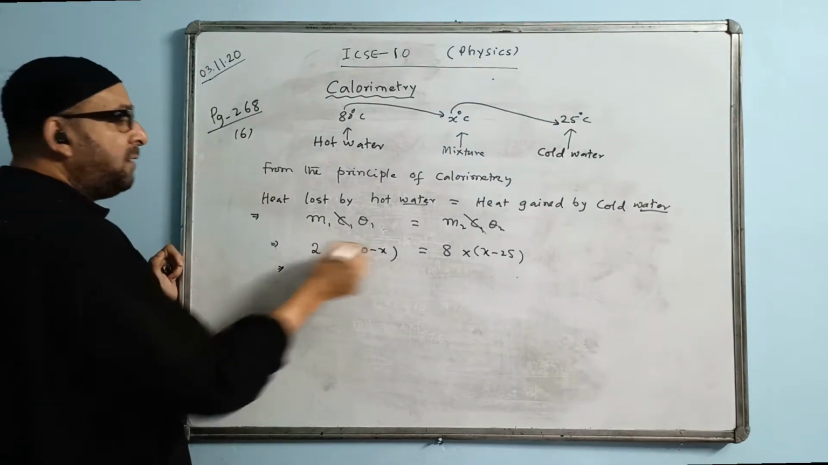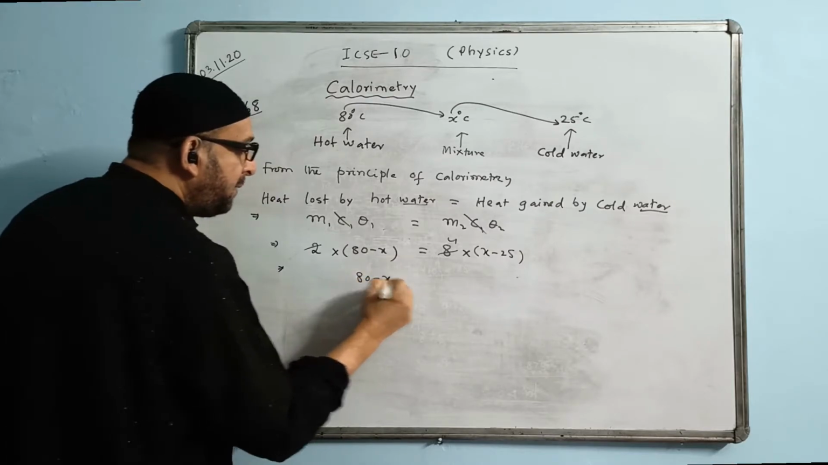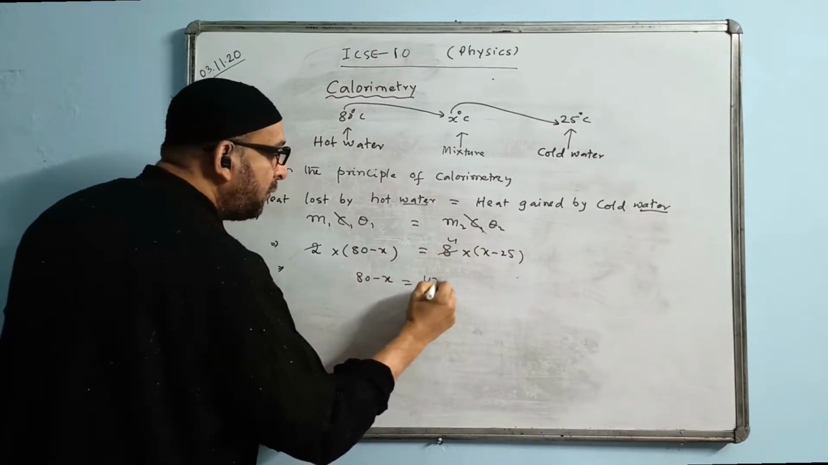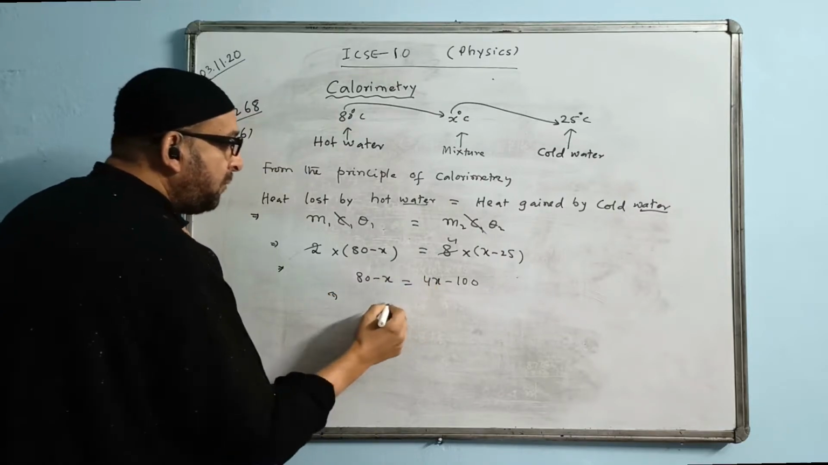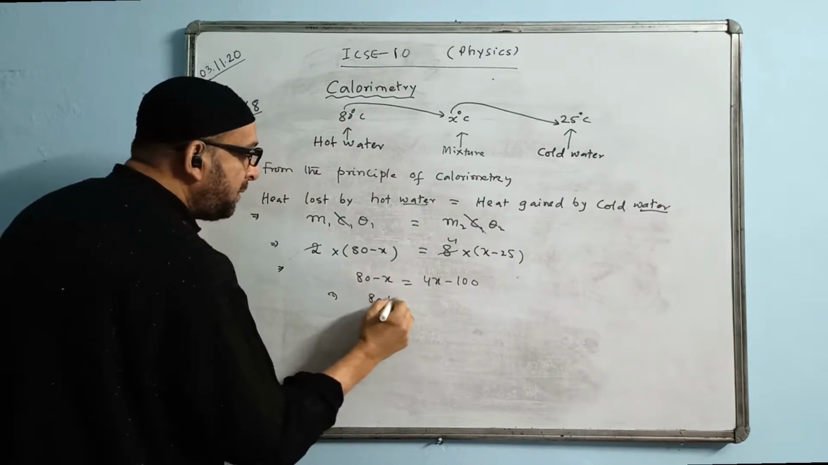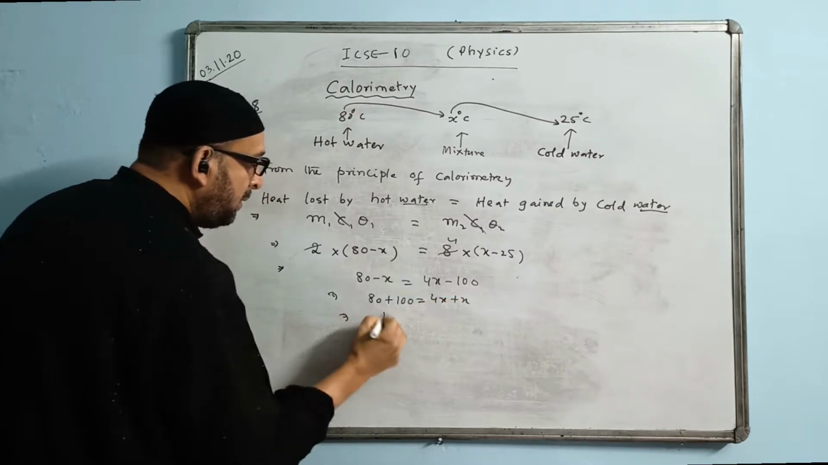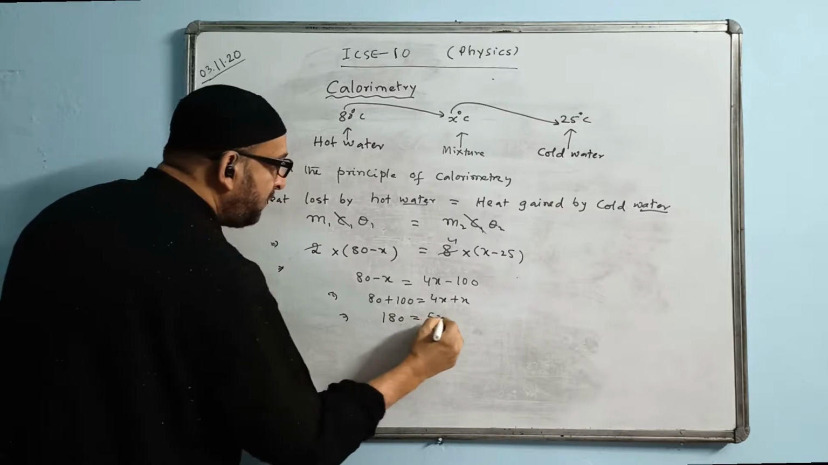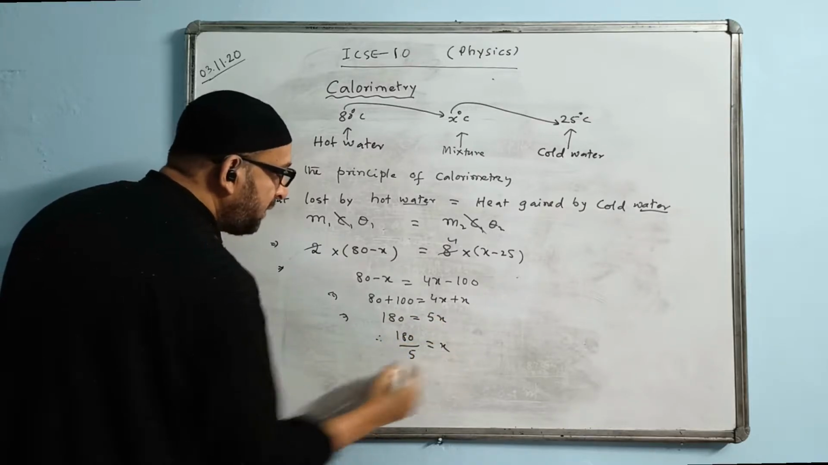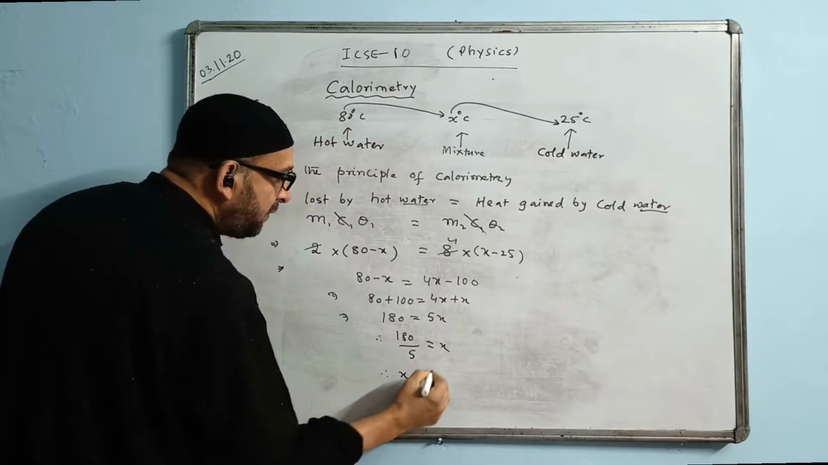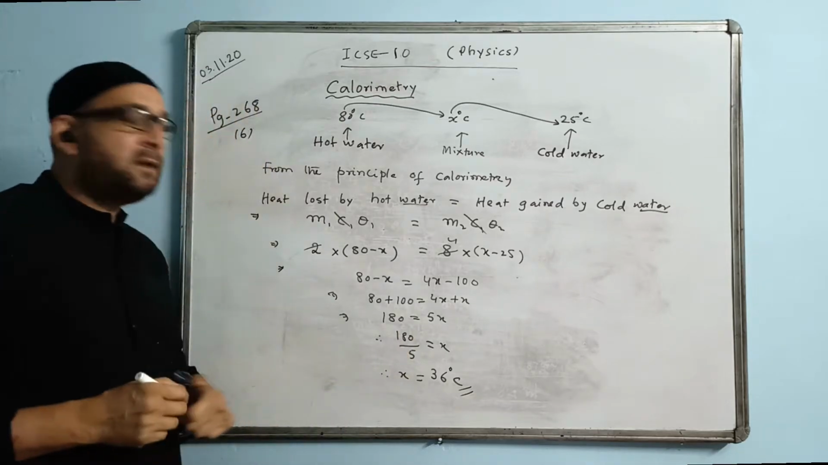Now we'll calculate the value of x. 2 and 8, so we can cancel: 2 into 8 gives 1 into 4. Here we have 80 minus x with 4 multiplied: 4x minus 100. Keeping x on one side, 100 will come here, so 80 plus 100 is equal to 4x plus x. 180 is equal to 5x. Therefore, 180 divided by 5 is the value of x. So the answer is 36 degrees Celsius.